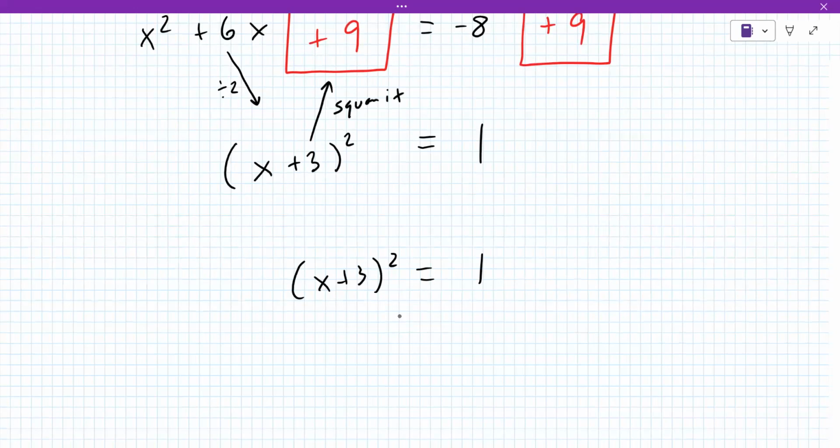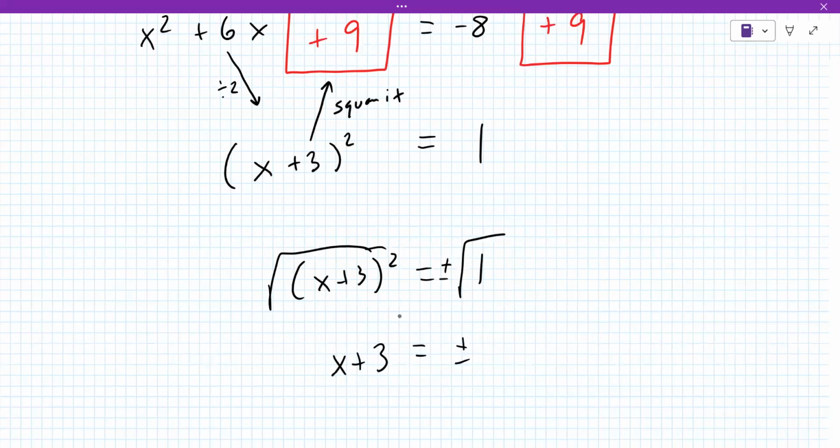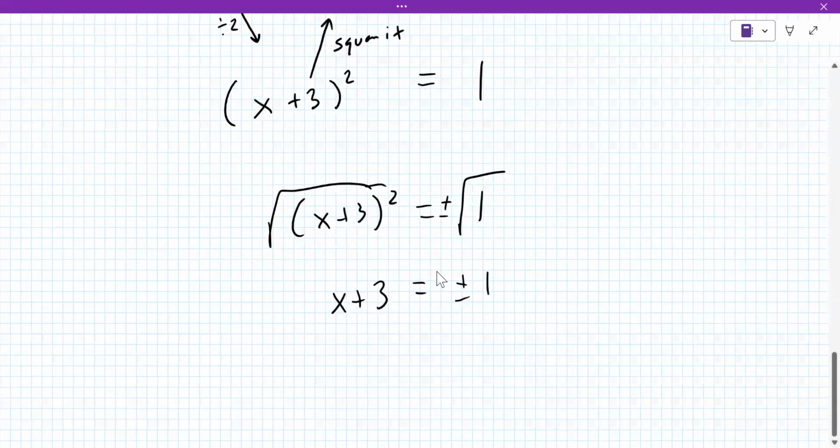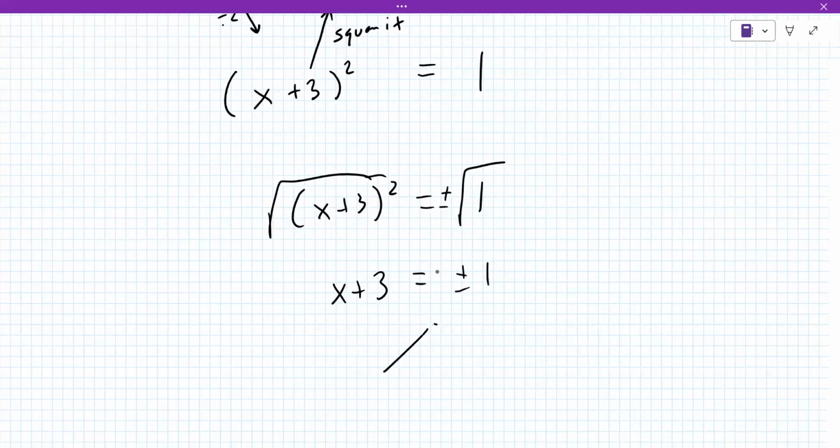Yeah, do the square root. Yes. But when you take the square root of the right side, it's plus or minus the square root. The square root of 1 is 1, or yes, plus or minus 1. And this is where you have to write two equations. X plus 3 equals 1. X plus 3 equals -1.